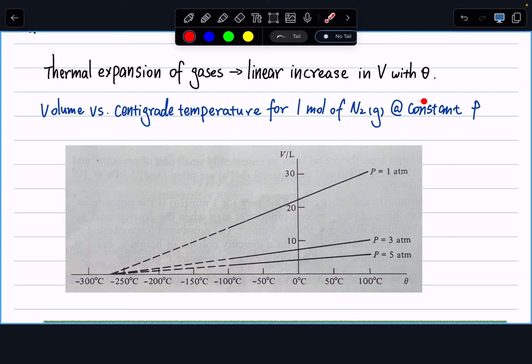So now we're talking about the thermal expansion of the gases. It's a very straightforward linear relationship: volume equals A1 plus A2 times theta. And each curve is measured at constant pressure and mass. Whenever we say constant pressure, we're just saying this line is measured at constant pressure, P equals 1 atm. But you can have multiple lines measured at different constant pressures.